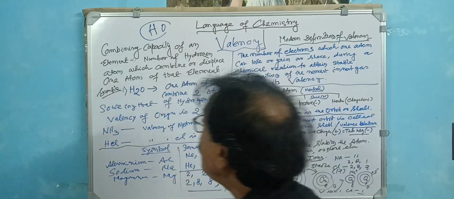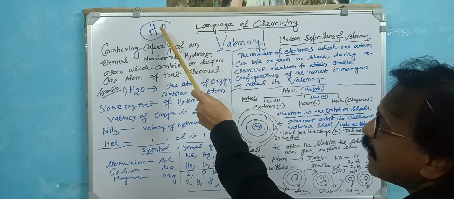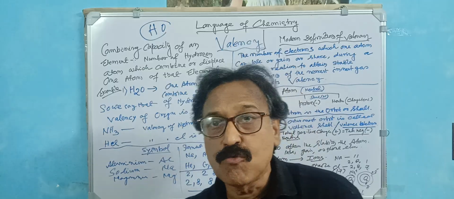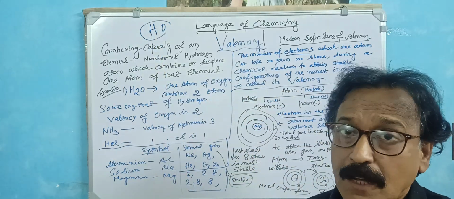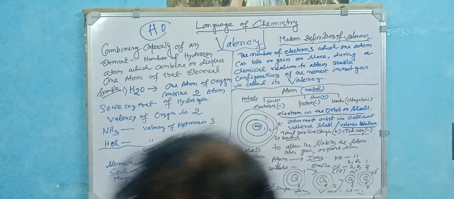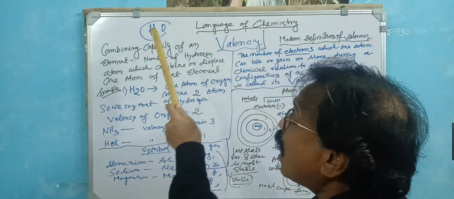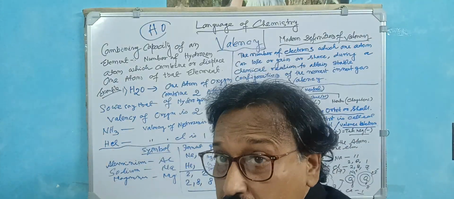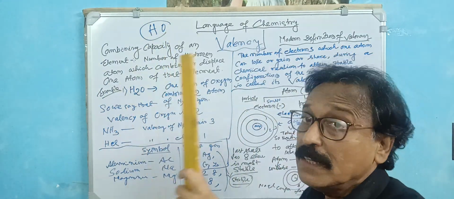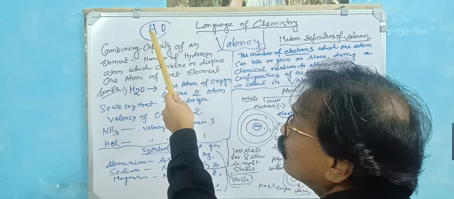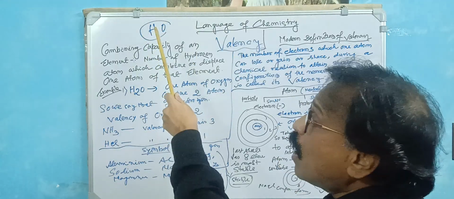Because one oxygen atom cannot combine to form a certain compound with one hydrogen. For that reason, HO is not formed. One hydrogen atom cannot combine with one oxygen atom. It cannot combine to form a compound with one hydrogen atom.